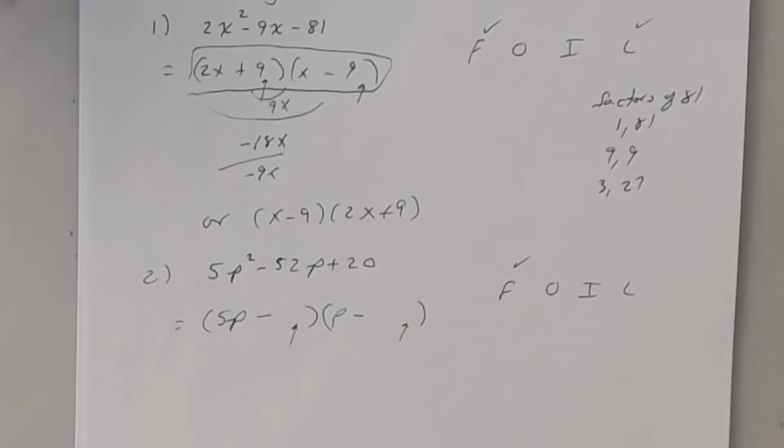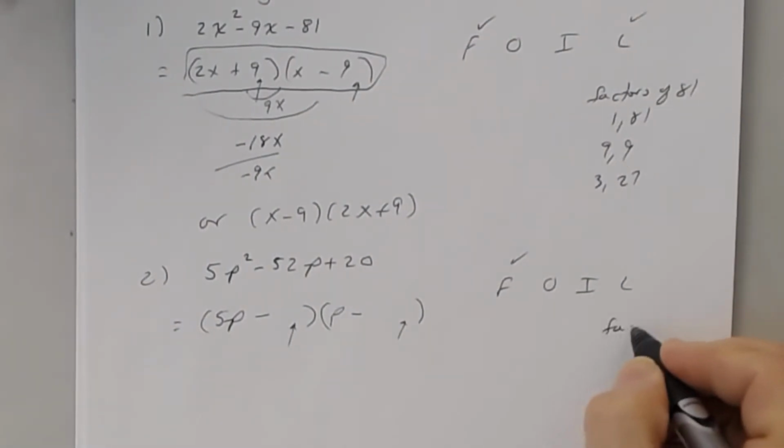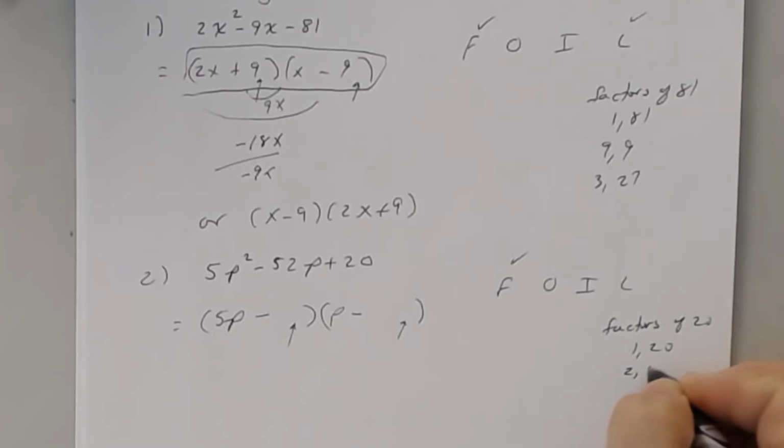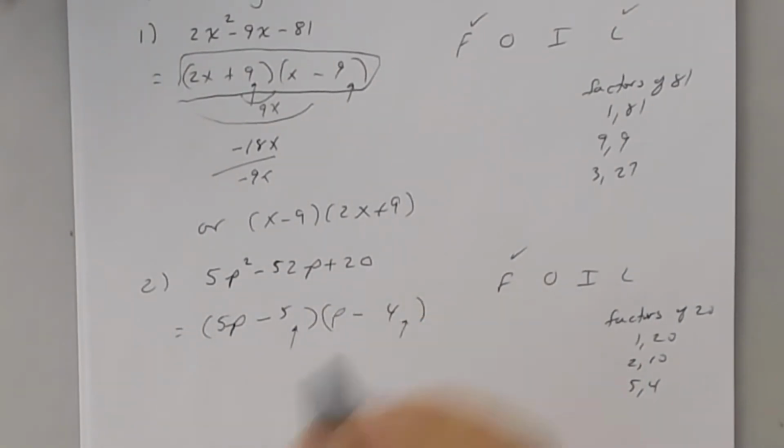All right, now let's talk about 20. Let's think about the factors of 20. 1 and 20, 2 and 10, 4 and 5, 5 and 4, and that's about it, right? Is that correct? Yeah. All right, which one do you want to try? You want to try 4 and 5? All right, let's try 4 and 5. Some of you would try 4 and 5. Nothing wrong with that. So I'm going to put the 5 here and the 4 here, okay?